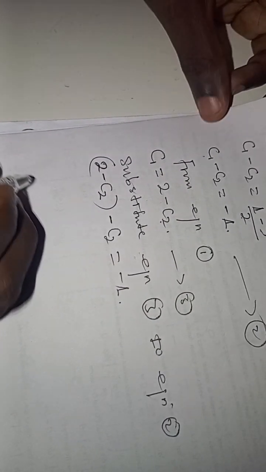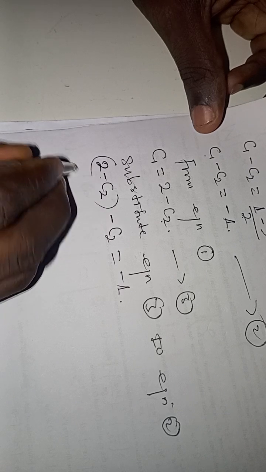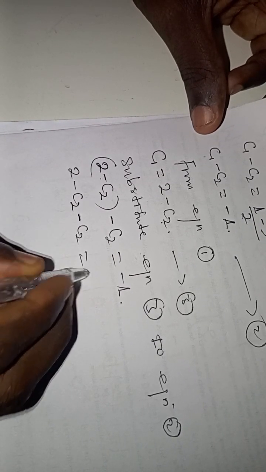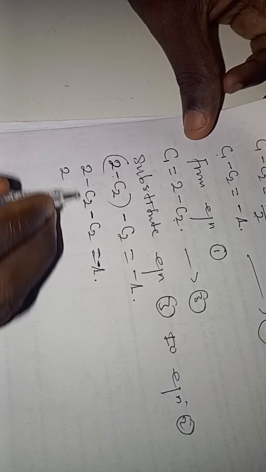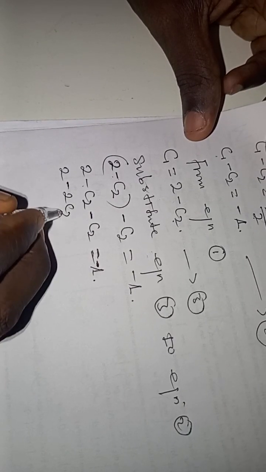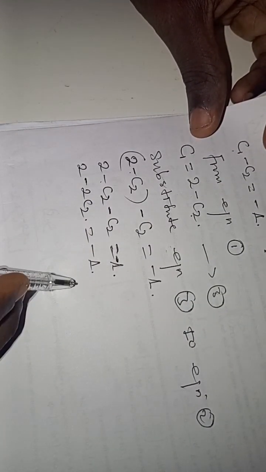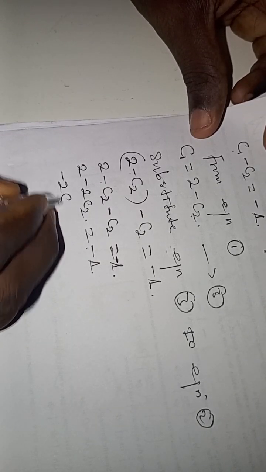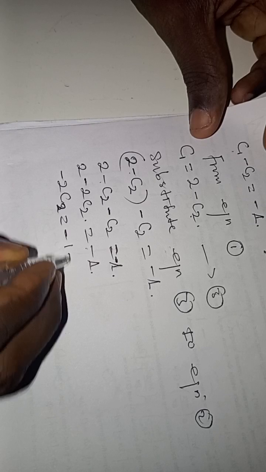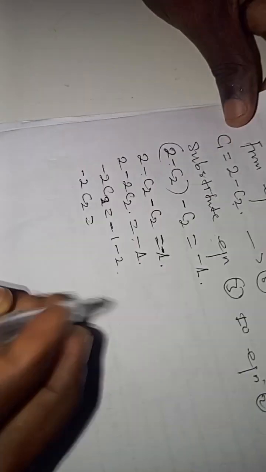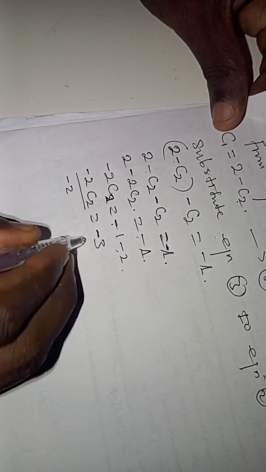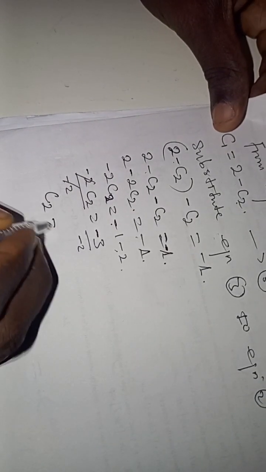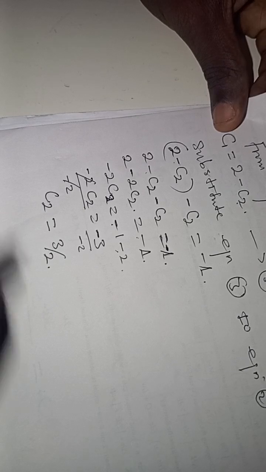Alright, so I'm going to be obtaining 2 minus C2 minus C2 equal to minus 1. So this is minus C2 gives me minus 2C2 equal to minus 1 minus 2. So I can move 2 across to get minus 1 minus 2. So minus 2C2 here gives me minus 1 minus 2 gives me minus 3. Right, so if I divide both sides by minus 2, I'm going to obtain C2 to be equal to 3 over 2. Alright, so that's my C2.